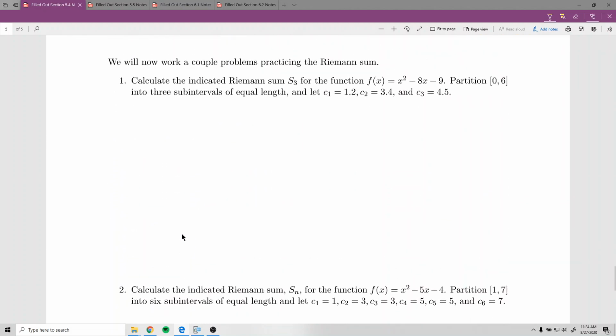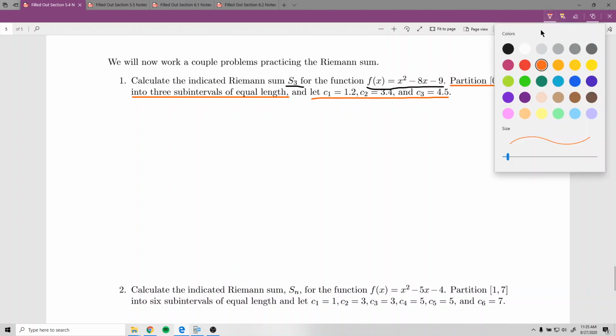All right, but I have two examples here. Number 1 says, calculate the indicated Riemann sum S sub 3 for the function f of x equals x squared minus 8x minus 9. What it says to do is partition the interval from 0 to 6 into 3 subintervals of equal length, and let C1, C2, and C3 be those numbers. C1 is 1.2, C2 is 3.4, C3 is 4.5.